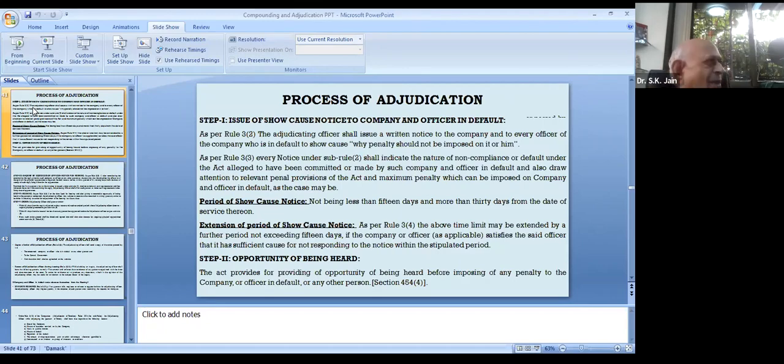Opportunity of being heard. The act provides for providing opportunity of being heard before imposing any penalty to the company and officer in default or any other person. 454(4). Next.